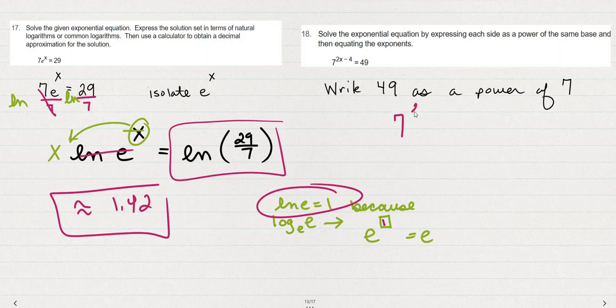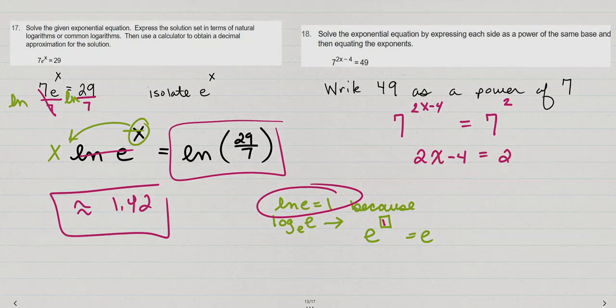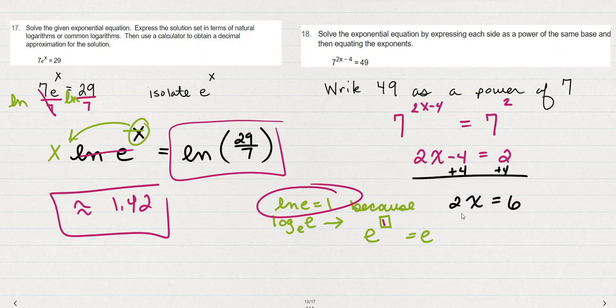And for number 18, we get another example where we can write like bases. So 7 to the 2x minus 4 equals 7 squared. Since we have like bases, the exponents must be equivalent. So we'd have the exponent 2x minus 4 equal to the exponent 2. Add 4 to both sides, and we have 2x equals 6, divided by 2, and we get x equals 3.